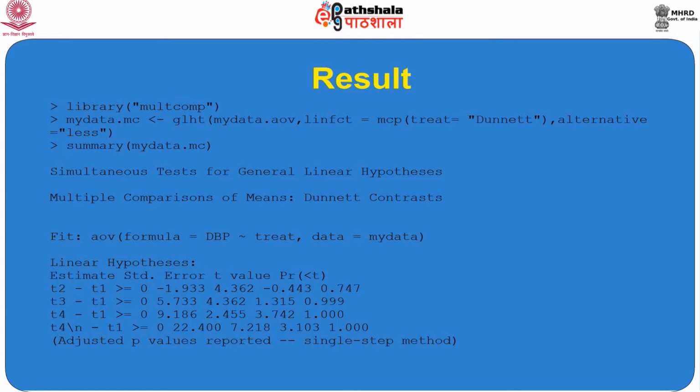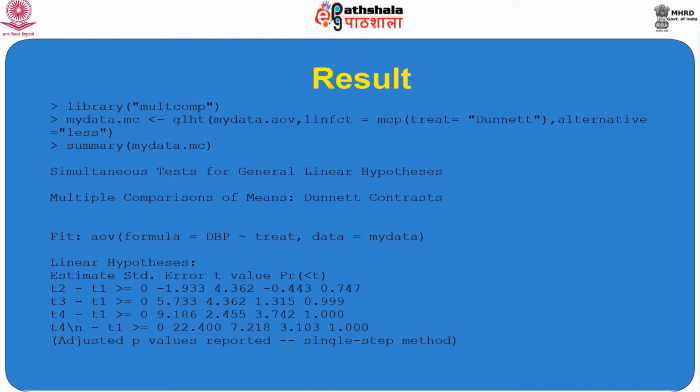When we compare T3 with T1, the comparison between the third treatment and the first treatment, the difference is quite high. It is coming as 5.73 in comparison to the earlier one, which was minus 1.93, with almost the same standard error, 4.36, and a p value near 1, that is 0.99. Now the treatment-wise difference between T4 and T1 is again 9.18 with standard error 2.45 and t value 3.74 and a p value of 1, so almost the same.